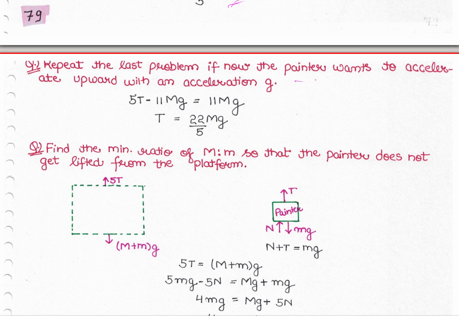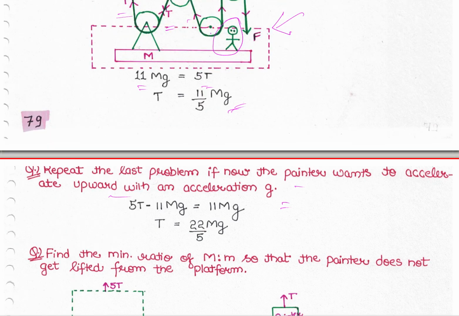Now repeat the last problem. If now the painter wants to accelerate upward with an acceleration g, that is, this painter wants to accelerate along this direction with small g. So it's 5T minus 11mg is equal to 11mg, or T is equal to 22 by 5 mg.